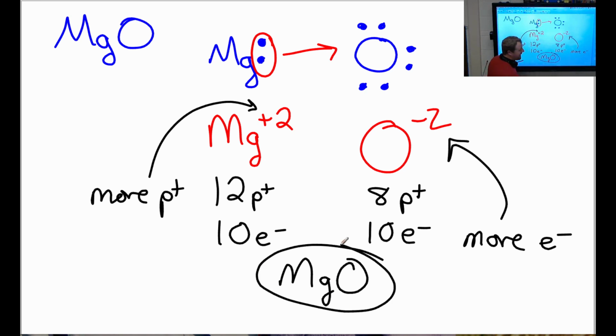That's a pretty cool reaction. If you've ever seen me light magnesium on fire, it's incredibly bright. I've done it before in here. Correct. Magnesium combining with oxygen creates magnesium oxide. It's a white powder, and we call it MgO.